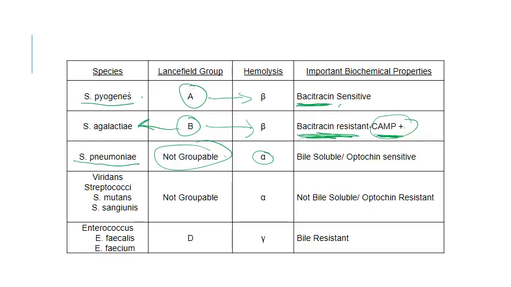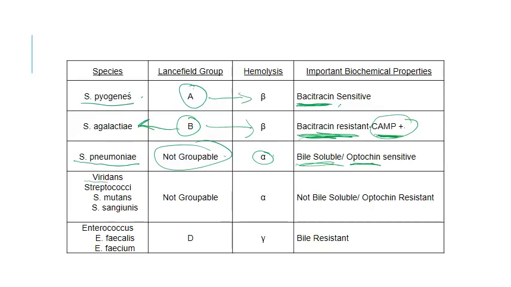You can tell this one apart from some of the other ones because it's bile soluble. Basically, if you put it in a test tube full of bile, all the bacteria will lyse. It's also sensitive to optochin, which, as I mentioned before, is a copper salt-coated disc that if you put it on blood agar plate, once again, you're going to see that zone of inhibition.